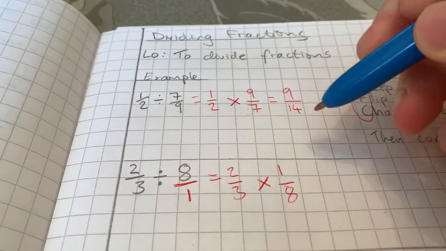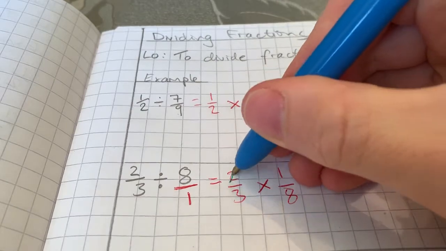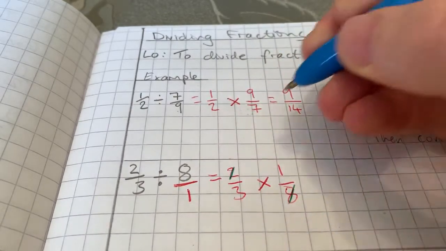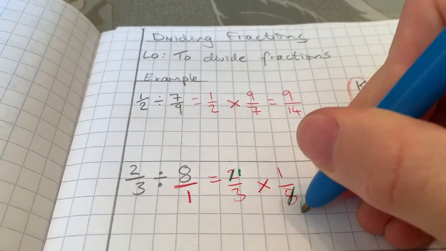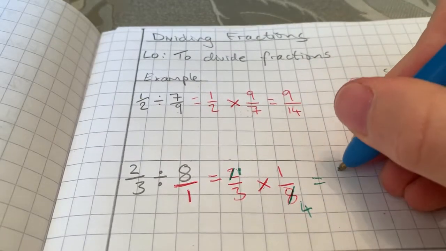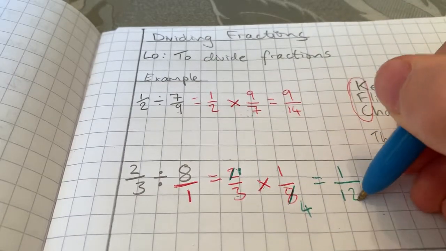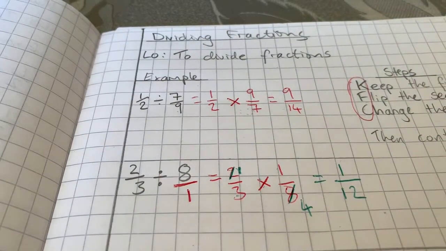And then here, we can actually do a bit of cross-cancelling first. So if you see the 2 and 8 both divided by 2 becomes 1 and 4. We then have 1 times 1, which is 1 on top. And then 3 times 4, which is 12 as our denominator.